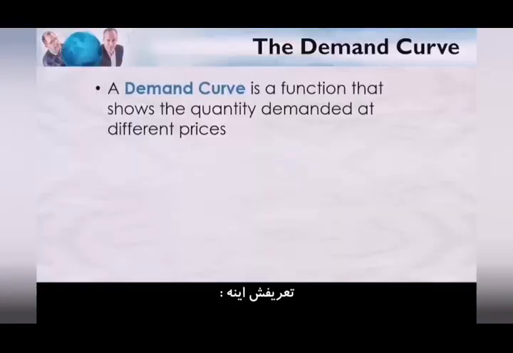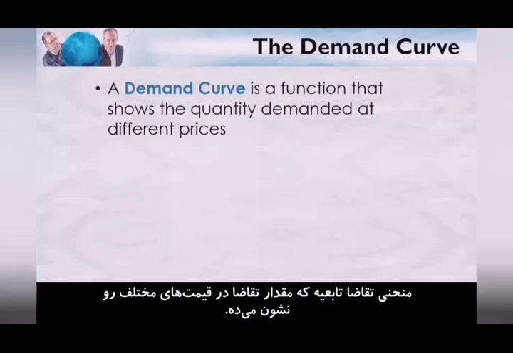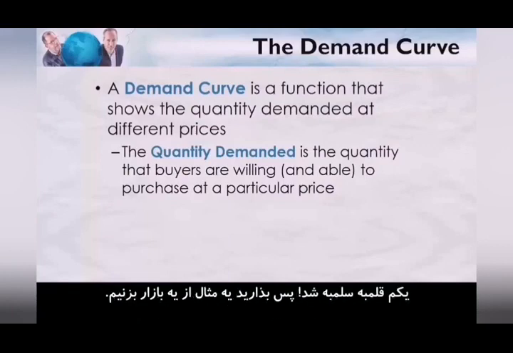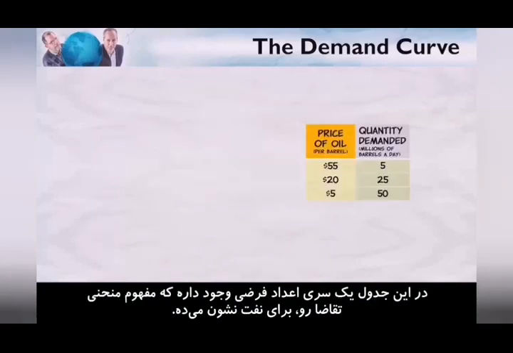Here's the definition. A demand curve is a function that shows the quantity demanded at different prices. By quantity demanded, we mean the quantity that buyers are willing and able to purchase at a particular price. That's a little bit mysterious, so let's give an example of a market and then show the demand curve in that market. Here are some hypothetical numbers in a table which illustrate the idea of the demand curve for oil.